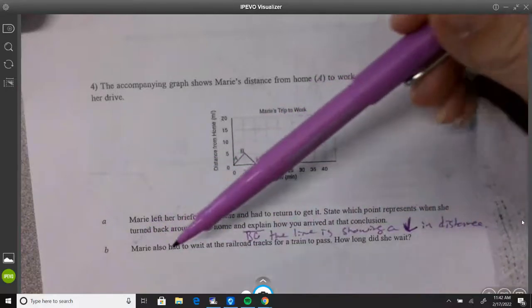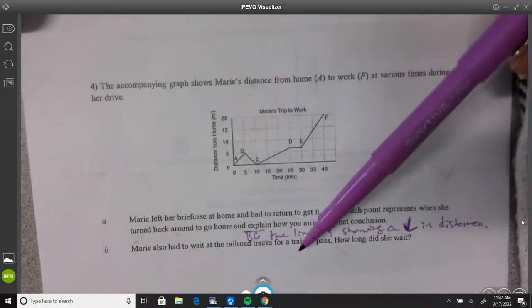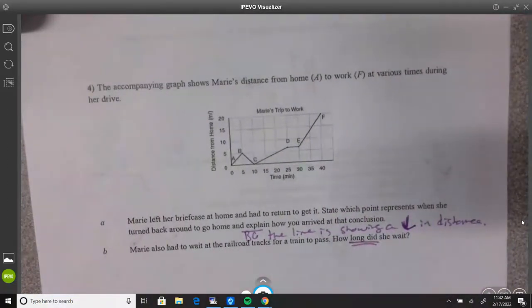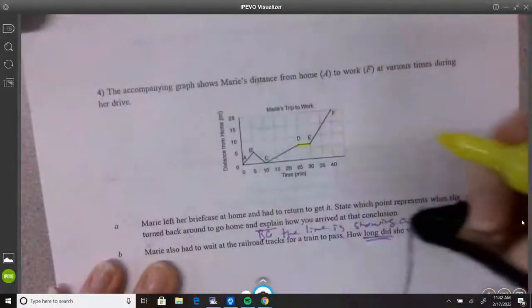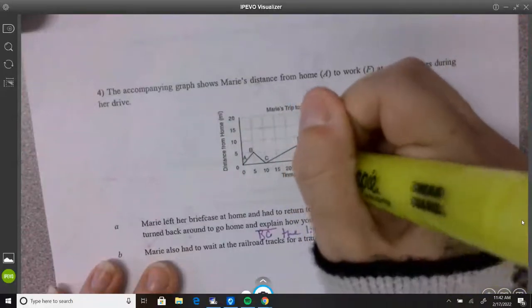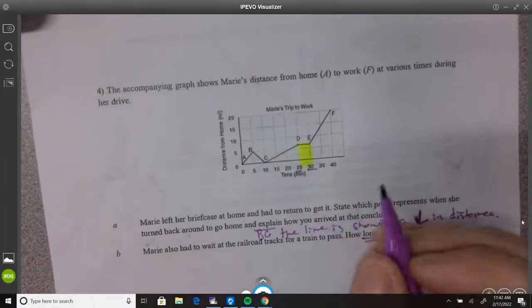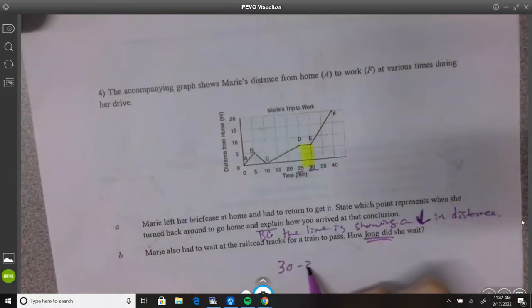B, Marie also had to wait at the railroad tracks for a train to pass. How long did she have to wait? Well, remember, if you're having to wait, you're standing still. Standing still is that long line. And so we have that from points D to E. So we're looking at 25 to 30. And so our total time waiting is the difference. So 30 minus 25 equals 5. So she was waiting for 5 minutes.